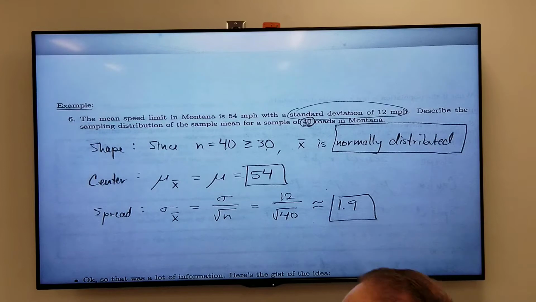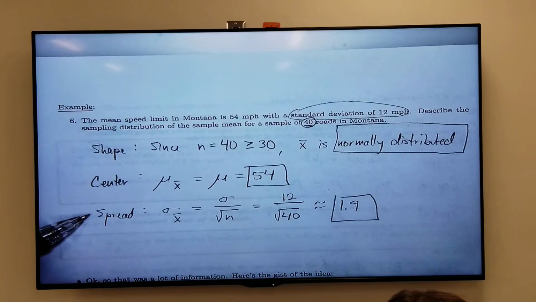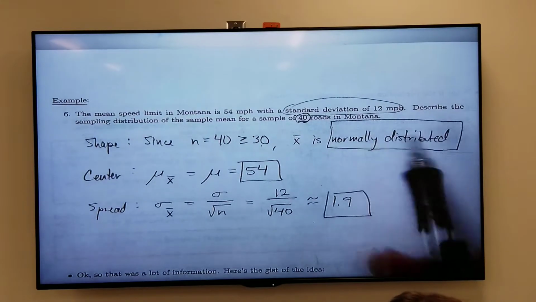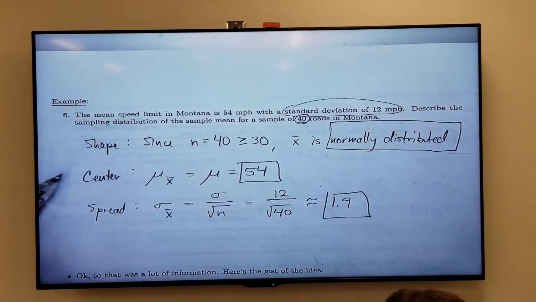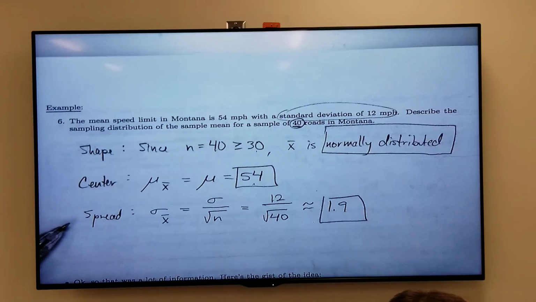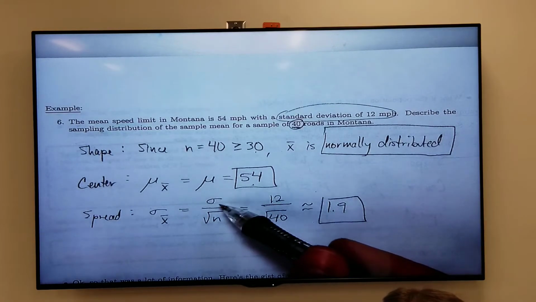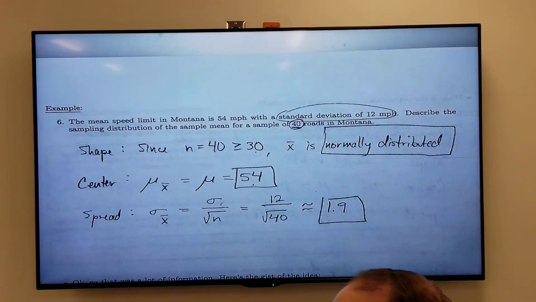Okay, so again, when you're going through the homework and they ask you, describe the sampling distribution of the sample mean, what they're asking you to do is to describe the shape, center, and spread of the distribution. So you need to tell them the shape is normally distributed if this condition is met, right? You need to tell them the center, right, which is the same as the population mean. And you need to tell them the spread, which is the population standard deviation divided by the square root of your sample size, okay? And that's that, okay?